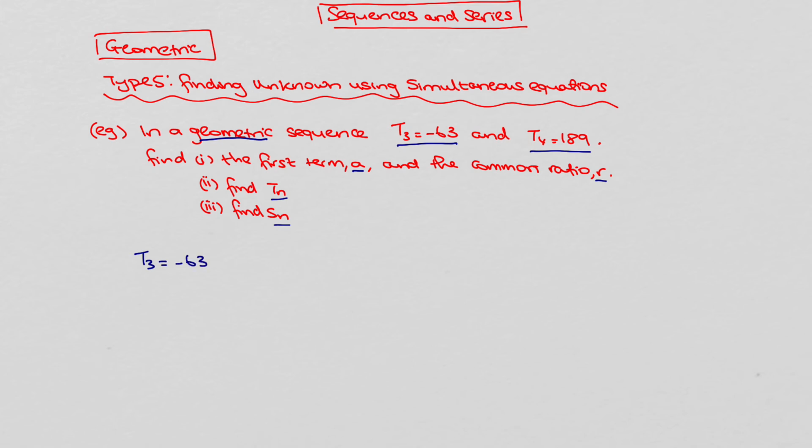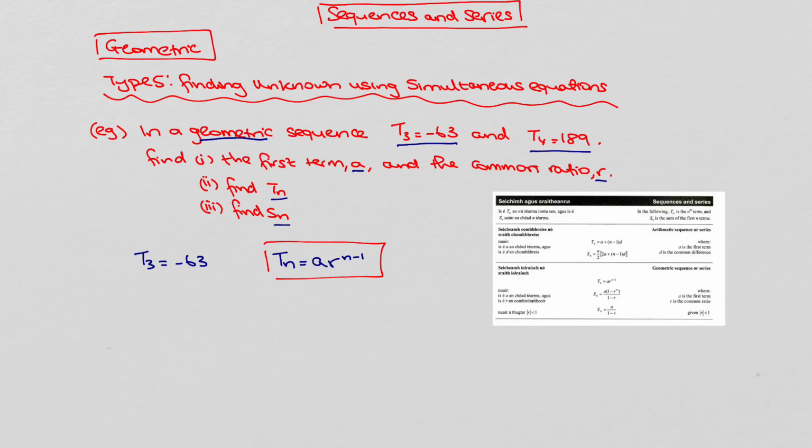So in general, our general term for geometric is given by T of n is equal to a times r to the power of n minus 1, from page 22 in our maths tables. Therefore in this case n is 3, so we would say a times r to the power of 3 minus 1 is equal to minus 63. In other words, a r squared is equal to minus 63, which we'll call equation 1.